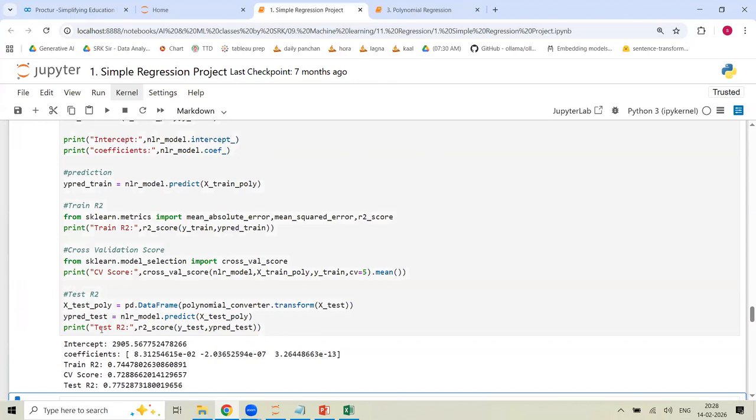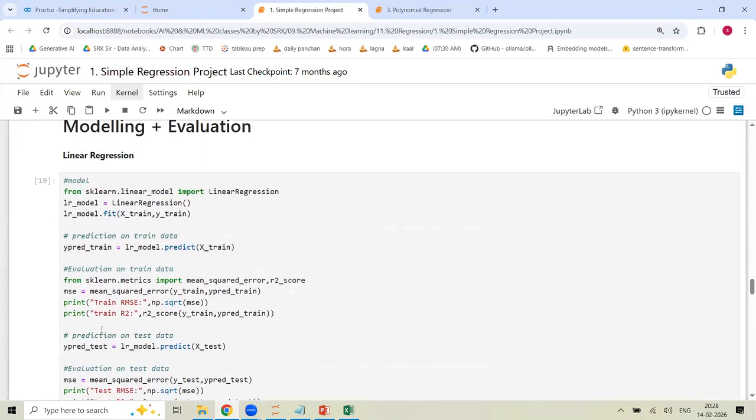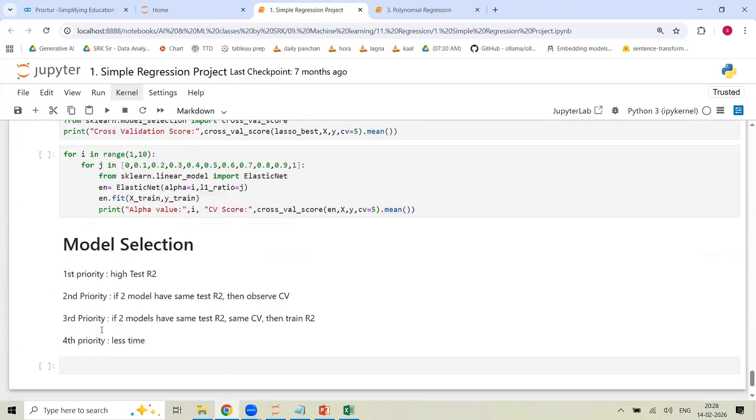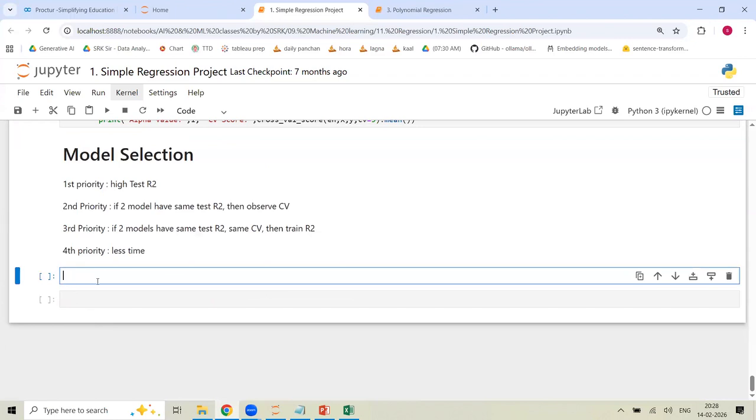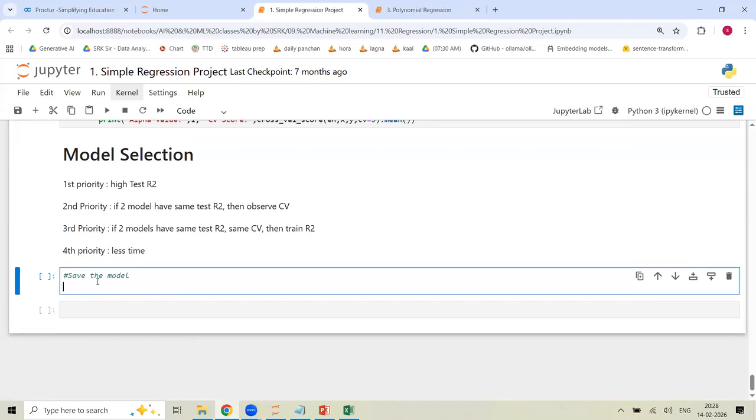So we have the NLR model and the LR model. Two models are there. Out of these two models, which one is the best one? So let us save the model. Finally, let us save the model name. What is the model name? NLR model. So let us save it. How are we going to save it?